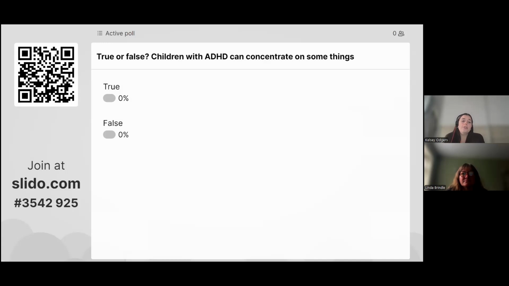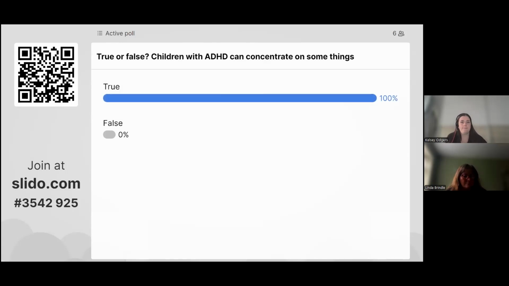So true or false, children with ADHD can concentrate on some things. So, yeah, people are currently saying 100% true. Yes. So, people often think ADHD means you can't pay attention at all, which absolutely isn't true. As I mentioned on that first slide about ADHD, not all children with a diagnosis have attention problems because you can meet diagnostic criteria with just the hyperactive and impulsive symptoms.